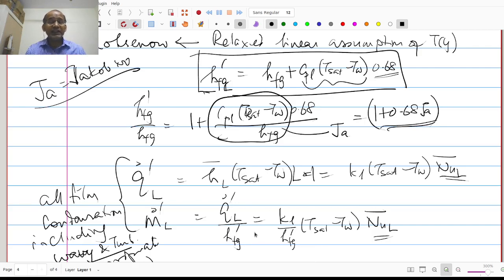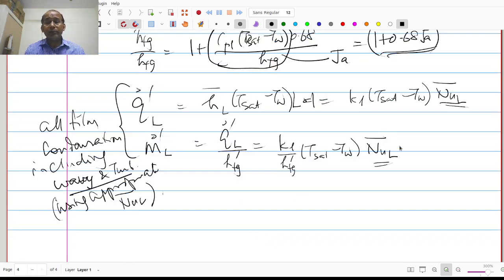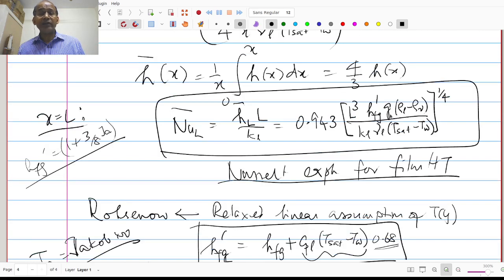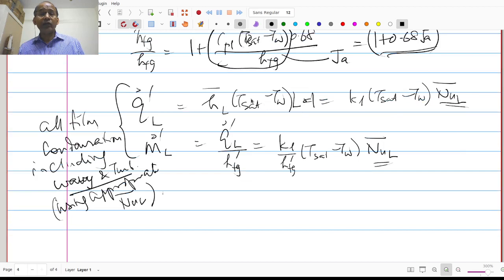Okay. So we said that if the NuL bar were valid for wavy as well as turbulent boundary layers, then these expressions are actually valid for all kinds of film condensation, because there is no assumption made in writing these expressions. Only the NuL bar has been derived using the laminar assumption here. So if I use this expression for laminar film, then I would get these for the laminar case.